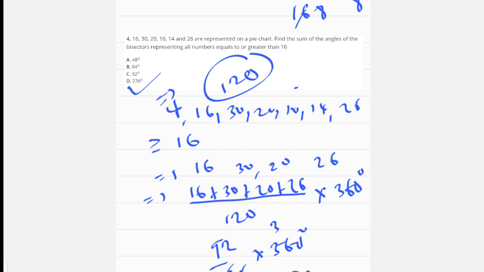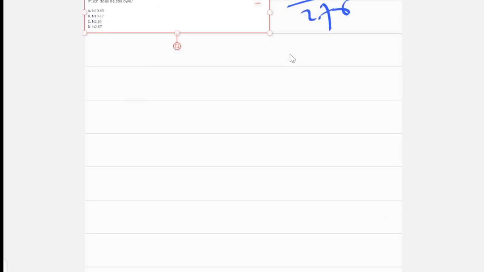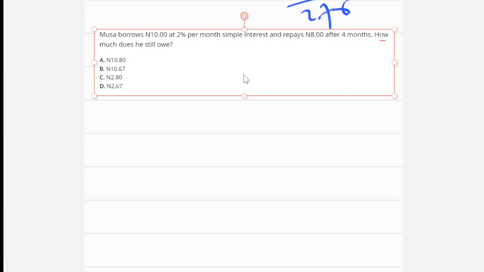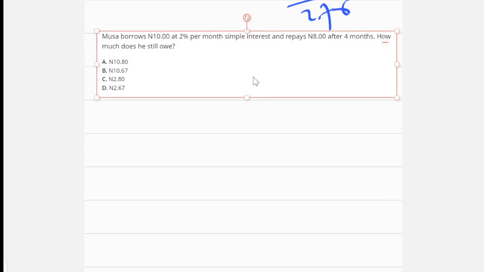Okay, now the next question, question 26. I think this question is on simple interest. Let me copy it for you to see. So the question says Musa borrows 10 naira per month, simple interest, and repays 8 naira after 4 months. That is also not difficult to do.